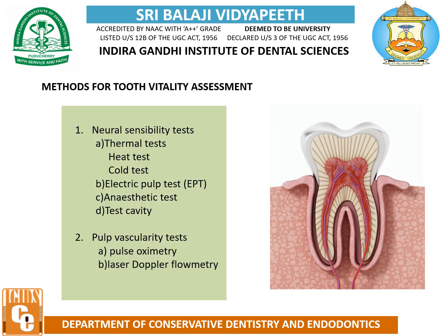Methods for tooth vitality assessment. It includes two tests: the neural sensibility test, which includes the thermal test (heat test and cold test), the electric pulp test, the anesthetic test and the test cavity. The pulp vascularity test includes two types, that is pulse oximetry and laser Doppler flowmetry.